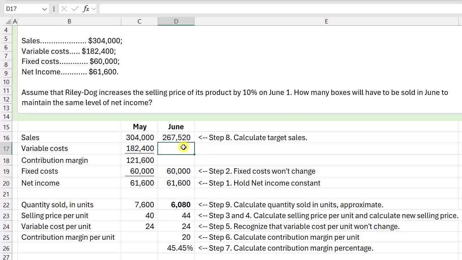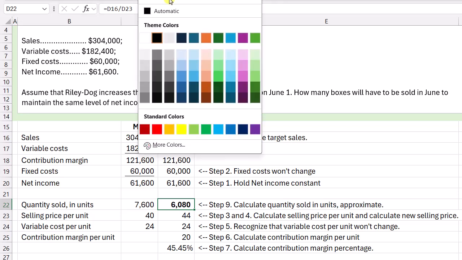Now, you could fill in the rest if you want. Take the 6,080 times the variable cost per unit. Okay, what's the difference? We should be very close to the contribution margin of 121,600. Then we subtract the 60,000 to get net income of 61,600. Okay, so this is how we would solve this one, and really the only answer we're looking for is this cell right here. Let me highlight that.